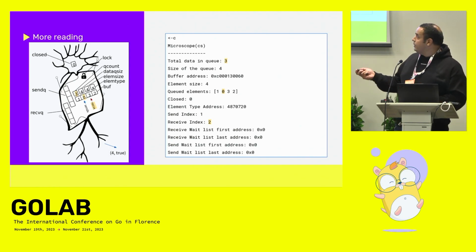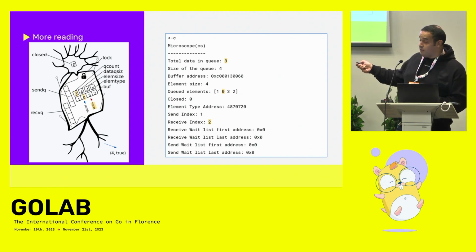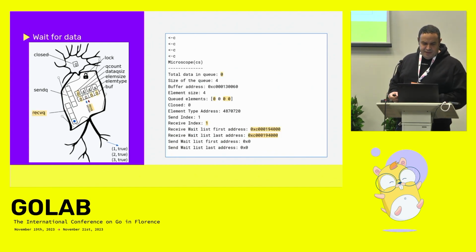Then, if you get another element, you get this element here, that was the 4. You can see here the response, and the queue count is now 3. If you keep reading from the channel, you get the 3, the 2, the 1, and suddenly there's nothing to read because the queue count is 0.